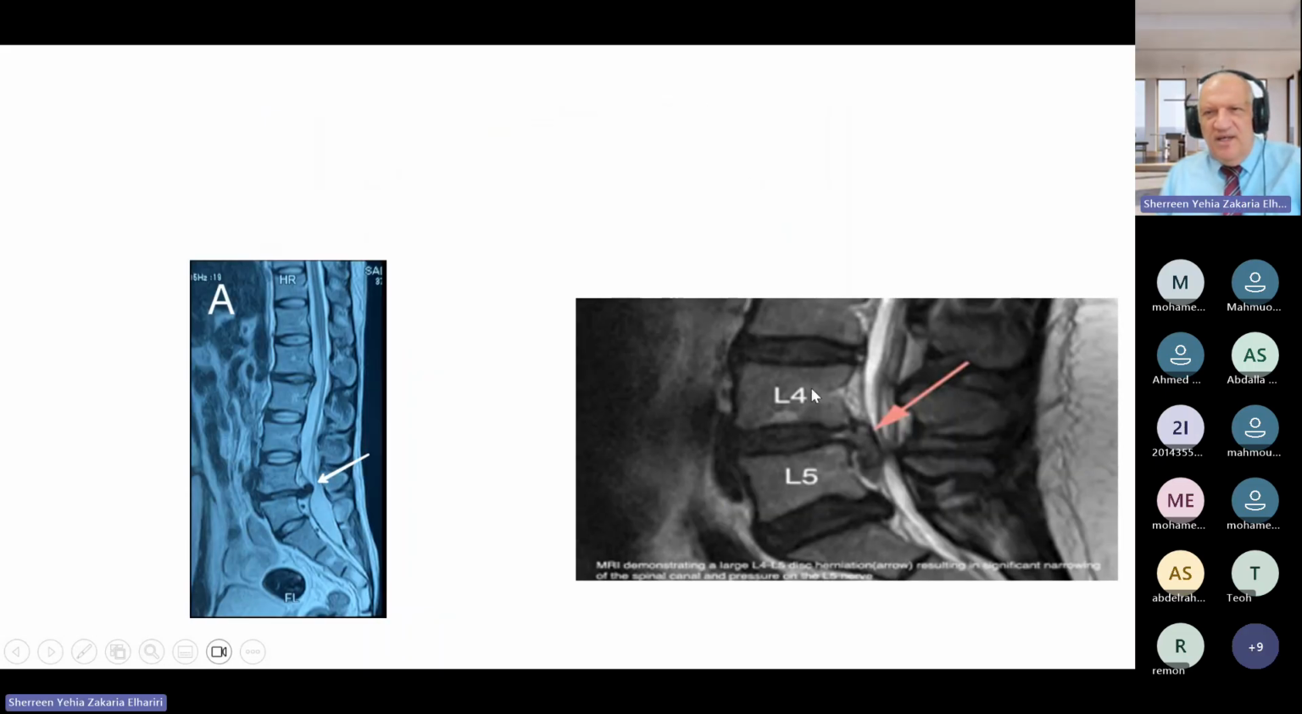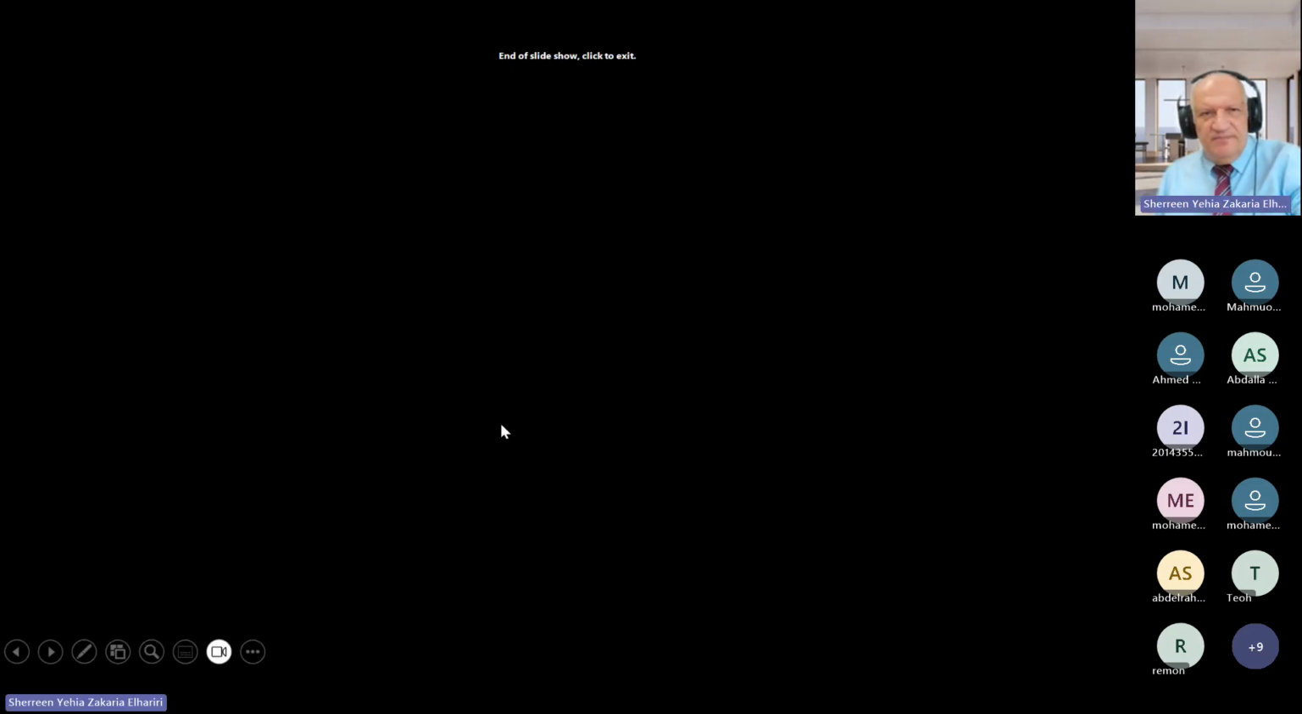If you see this picture, doctor, what does this arrow indicate? This is a prolapsed disc between L4 and L5. Of course, we don't put a number, I just put it for demonstration. How to know it is L4 and L5? Because if you come down, this is S1. So L5, then L4. It's easy to count from down.